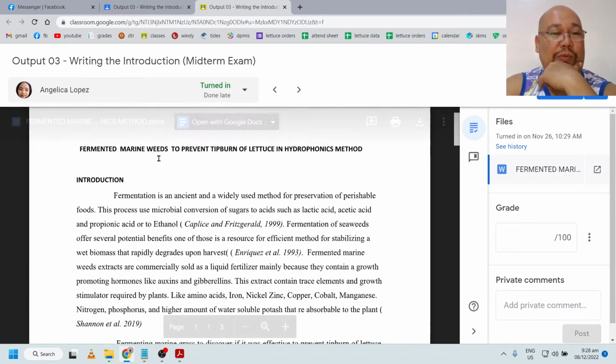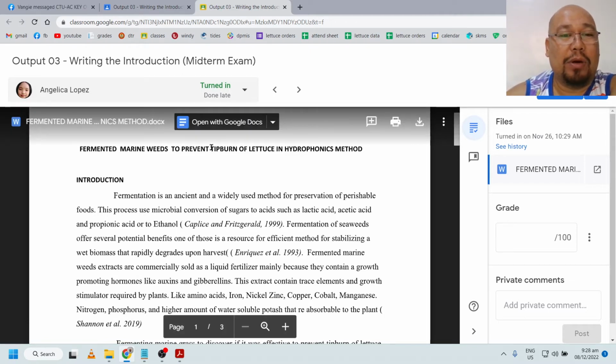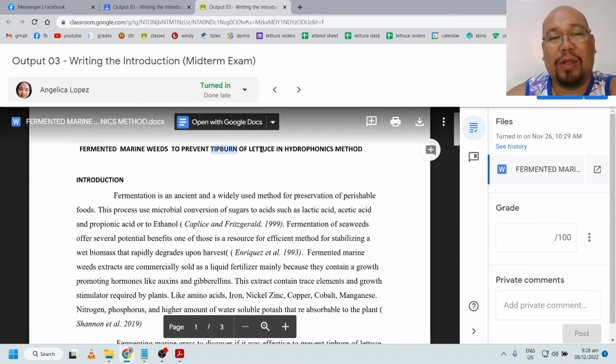Fermented marine weeds to prevent tip burn of lettuce in hydroponics. Day Angelica, may tag tip burn, maglisod pa ta o kung ano. We are trying to prevent tip burn in lettuce using marine weeds.